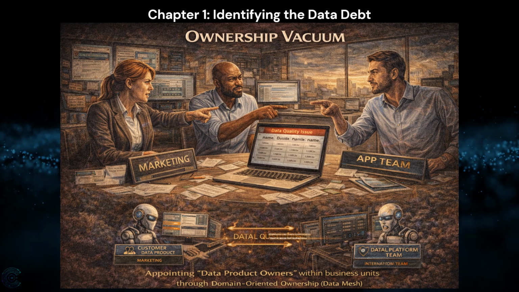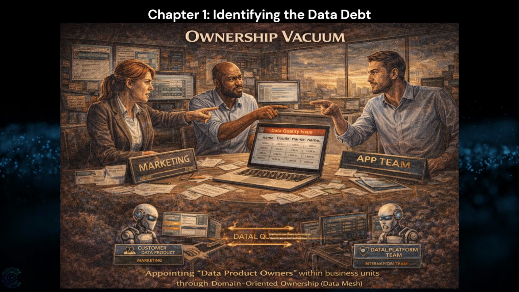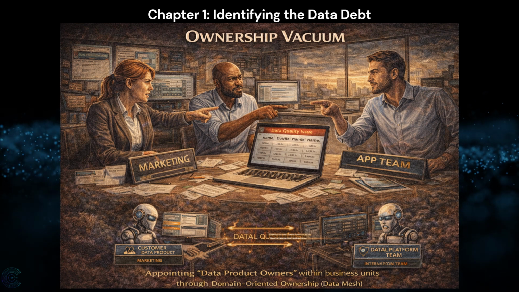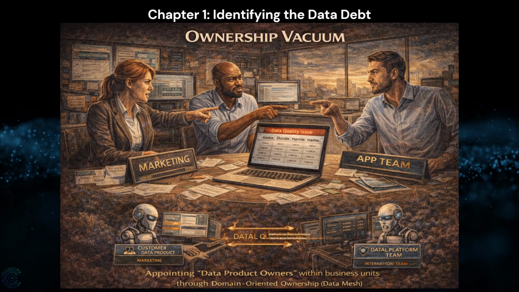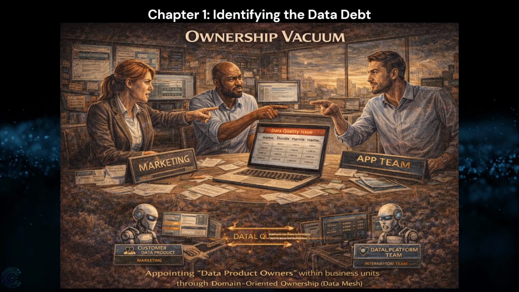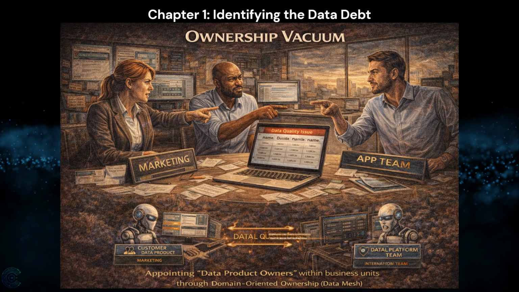Action: assign data product owners within the business units, for example, marketing owns the customer data product. Define the platform team as internal SaaS providers who provide the tools, not the data. Result: 60% faster resolution of data quality issues, clear accountability for data value.